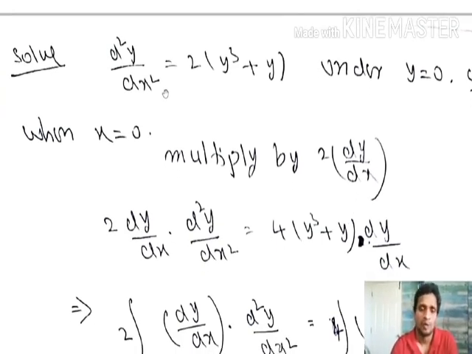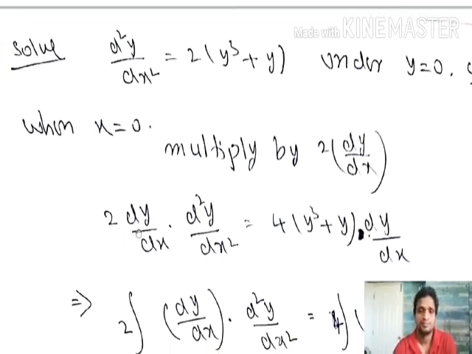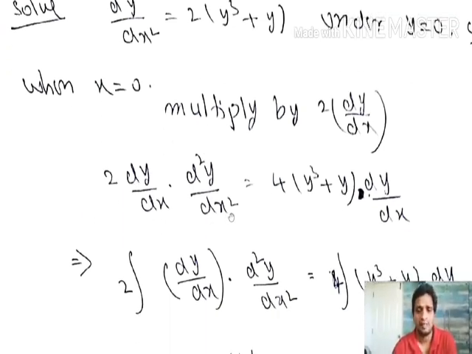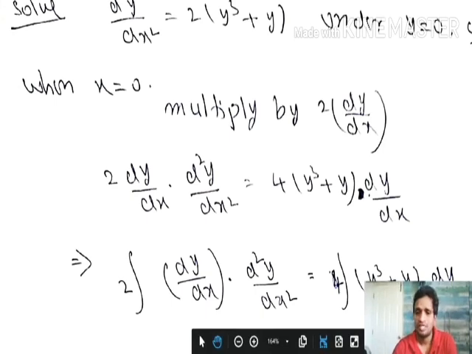So here is one more problem in miscellaneous. D square y by dx square is equal to 2 into y cube plus y, under the conditions y is equal to 0, dy by dx equal to 1 when x equal to 0. So this is a particular solution, that means we have to find the c1 and c2 values also. To get an easy simplification, we multiply by 2 dy by dx on both sides. So it becomes 2 dy by dx into d square y by dx square equals 4 into y cube plus y into dy by dx, because we already have 2 and we are multiplying with one more 2. Both sides I am integrating.